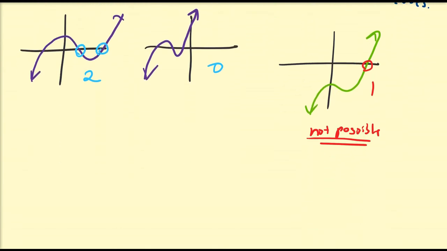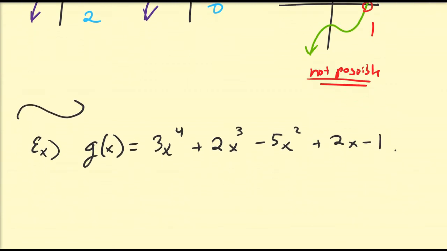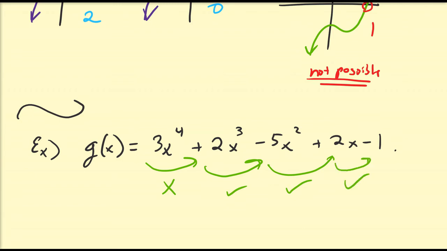So let's look at a polynomial of one degree higher. Let's look at the function g of x is equal to 3x to the fourth plus 2x cubed minus 5x squared plus 2x minus 1. Now let's count the sign changes for this. Positive to positive, that's not okay. Positive to negative, that's okay. Negative to positive, that's okay. Positive to negative, that's okay too. So the number of sign changes k is going to be equal to 3.